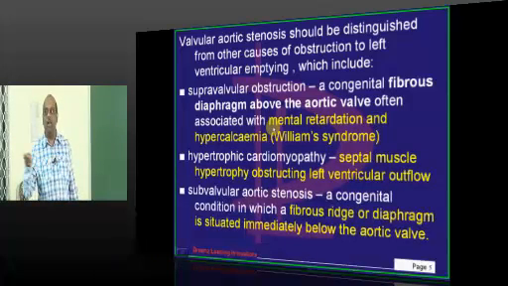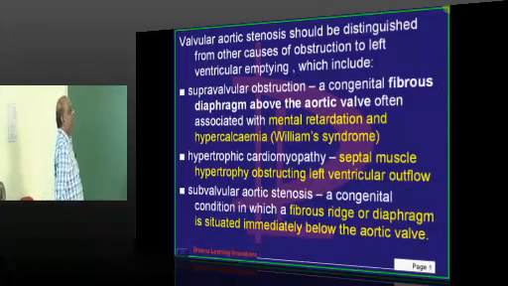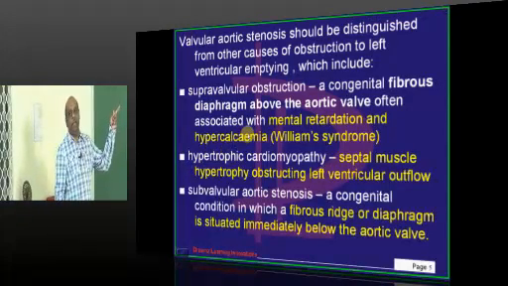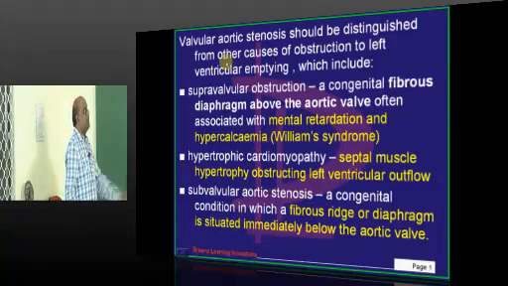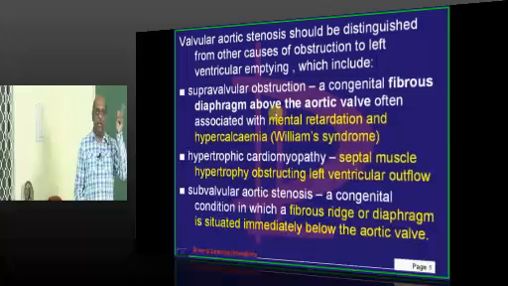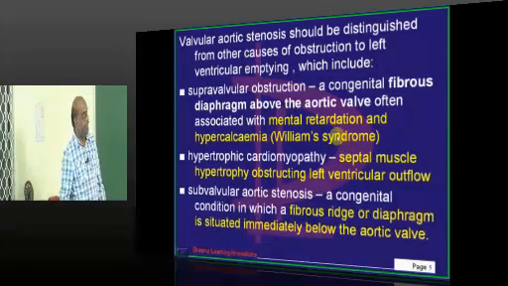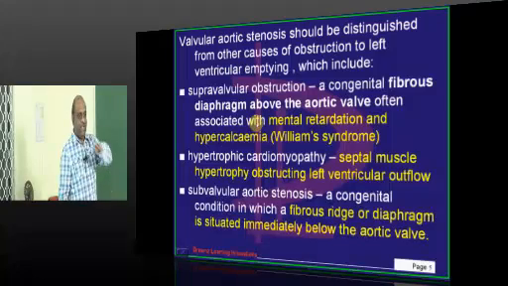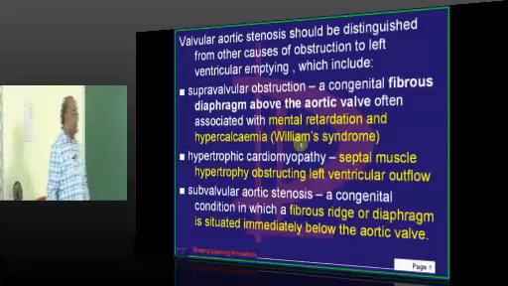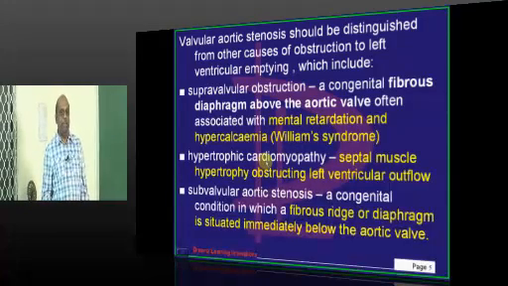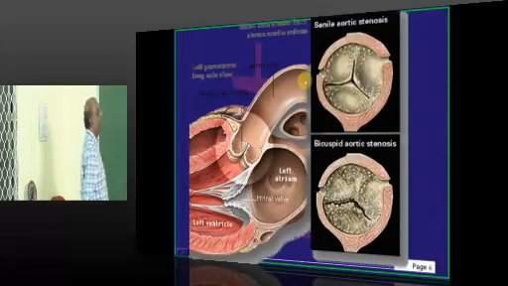One is valvular level stenosis of the valves. Then you have supravalvular obstruction and subvalvular obstruction. So, supravalvular obstruction needs to be remembered in aortic stenosis in relation to Williams syndrome. In this, what do you have? There is a congenital fibrous diaphragm above the aortic valve, along with mental retardation, hypercalcemia. The combination is called Williams syndrome, is what you need to remember.